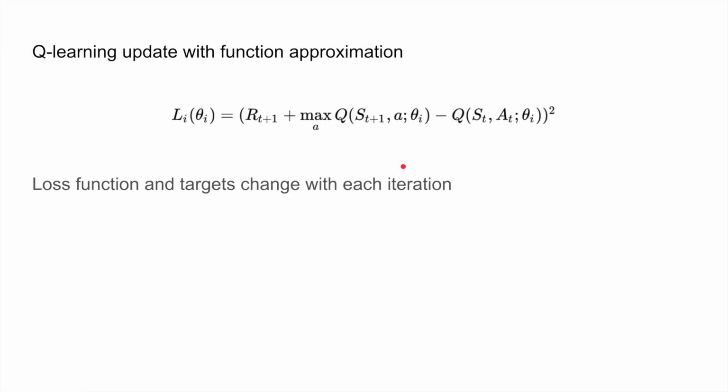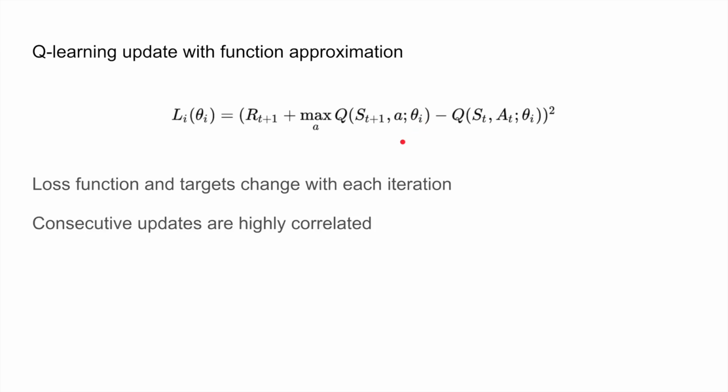But if you notice closely, you can see that the targets change with each iteration. And this is very different from the supervised setting that we have seen in this course so far, because the targets for a particular label are fixed with respect to time and across iterations. But in this case, we are computing the targets using the neural network that we are training, and the targets depend on the parameters theta I.